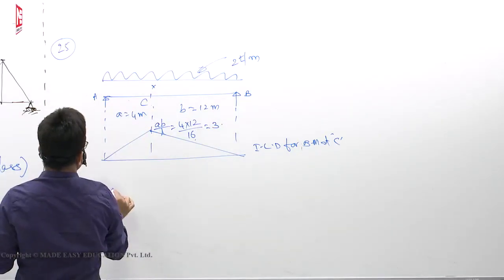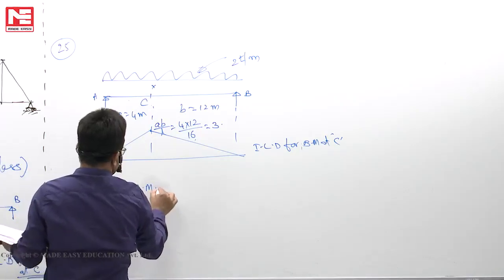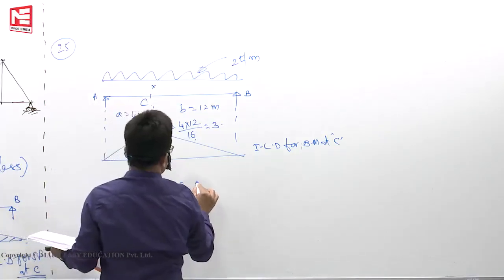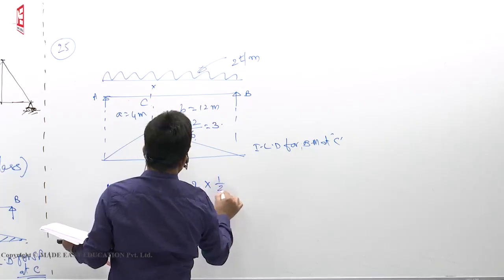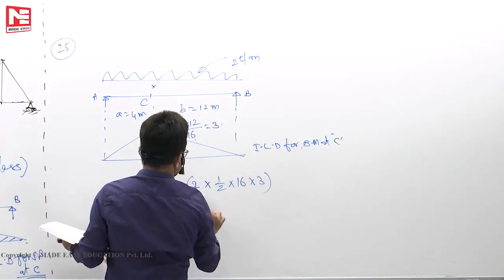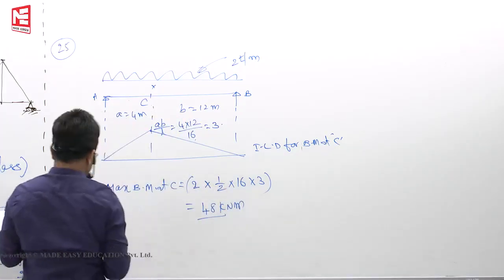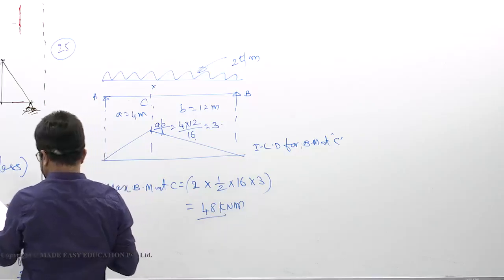So intensity is 2. Max BM. Maximum bending moment at C: intensity of load is 2 tons per meter, area half, base is 16, height is 3. So 16 into 3, 48. The values will be given such that it will be cancelled. So 25, C.